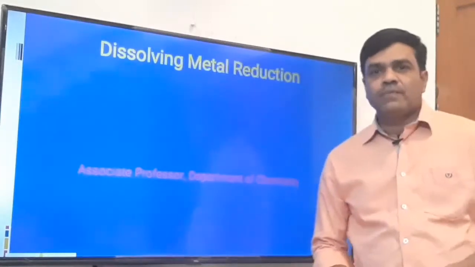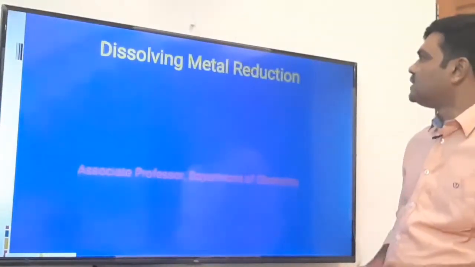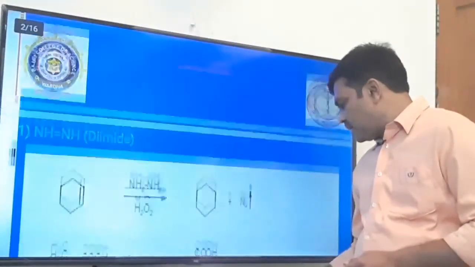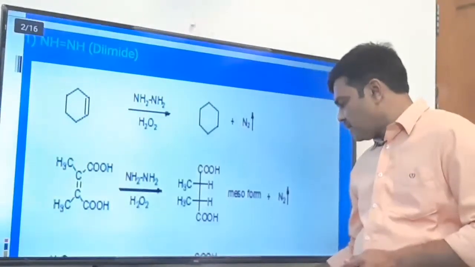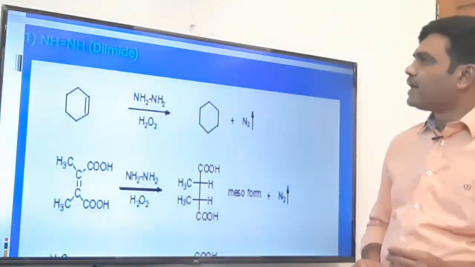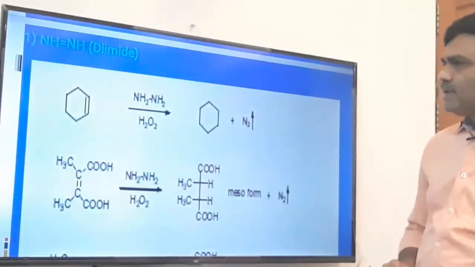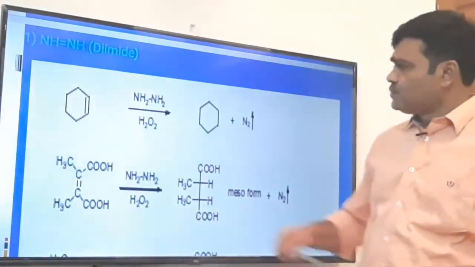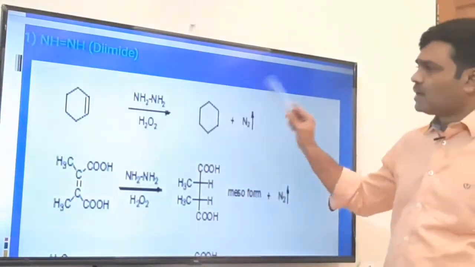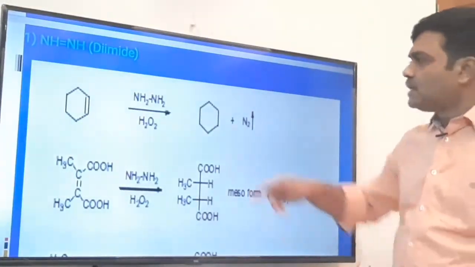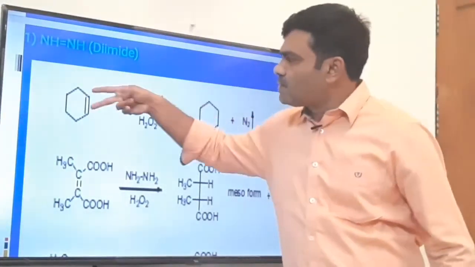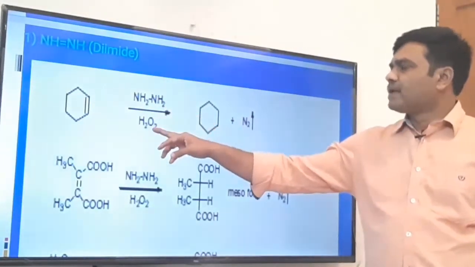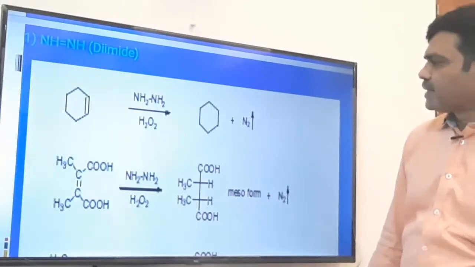Under the reduction topic, today we are going to discuss the dissolved metal reduction. Under that, first we will discuss the reagent, that is diimide, NH double bond NH. Diimide is a reducing agent which reduces the carbon-carbon double bond to carbon-carbon single bond. It is nothing but the addition of hydrogen across a carbon-carbon double bond. The reagent is hydrazine in presence of hydrogen peroxide.